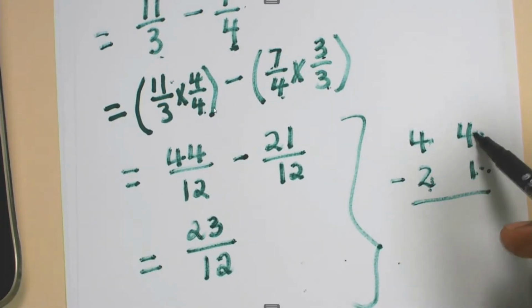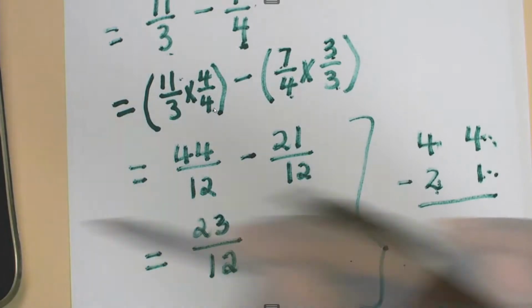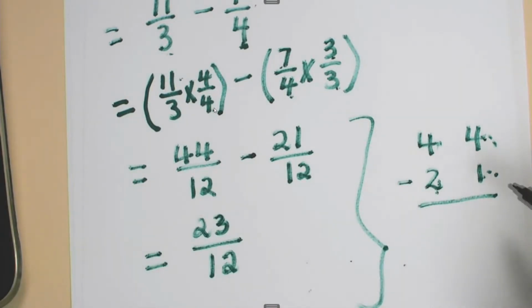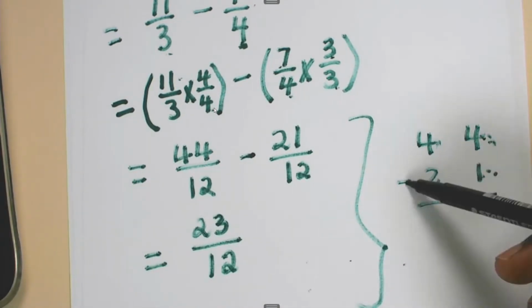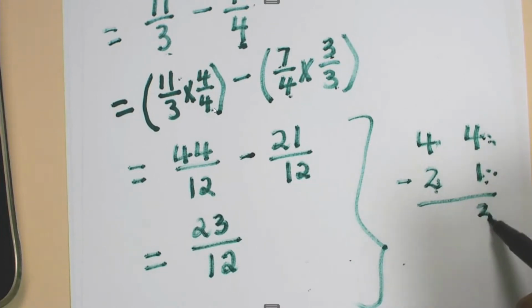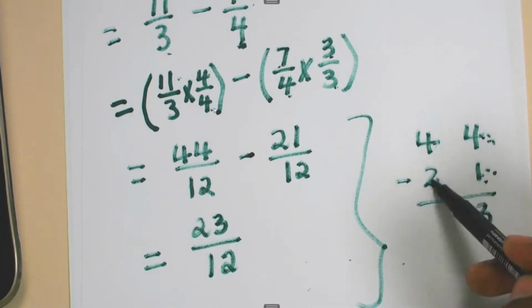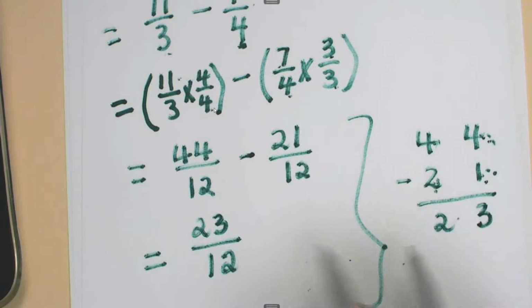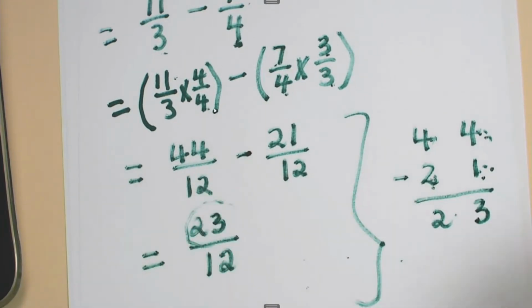So you just start with the units. We work from the units towards your tens, hundreds, and thousands. Now, 4 minus 1 gives us 3. 4 minus 2 gives us 2, which means our answer there is correct.